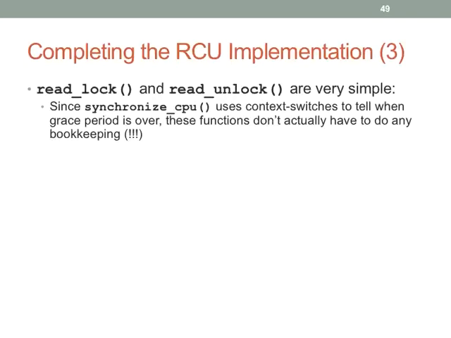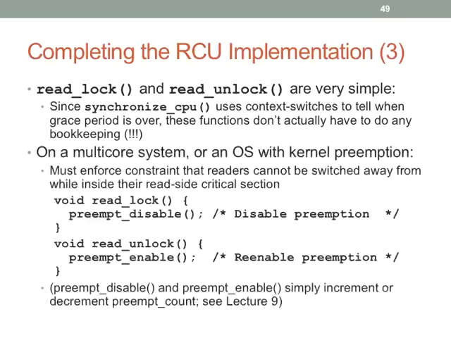Read lock and read unlock, also simple. Synchronize RCU uses context switches. Okay? So they don't actually have to do any bookkeeping. If you're on a multi-core system with kernel preemption, this is what I was saying before. You're inside of a kernel thread. You need to make sure it can't be preempted inside that read side critical section. So you just disable preemption. You fall back on scheduled context switches. It's not the end of the world. Okay? So preempt disable, this would be like the Linuxy version, would just up the preempt count so that it can't be preempted. And then preempt enable would just decrement the preempt count.